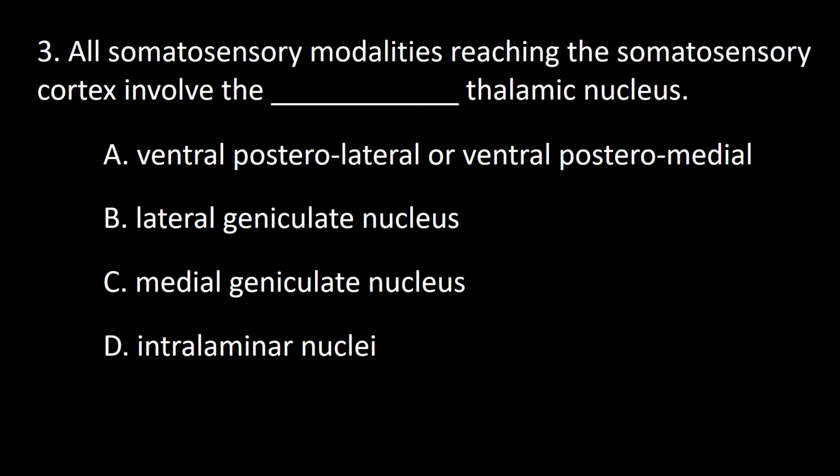Next question. All somatosensory modalities reaching the somatosensory cortex involve the dash thalamic nucleus. A. Ventral posterolateral or ventroposteromedial. B. Lateral geniculate nucleus. C. Medial geniculate nucleus. D. Interlaminar nuclei. This figure depicts the thalamus. Do not worry about the labels at this point.